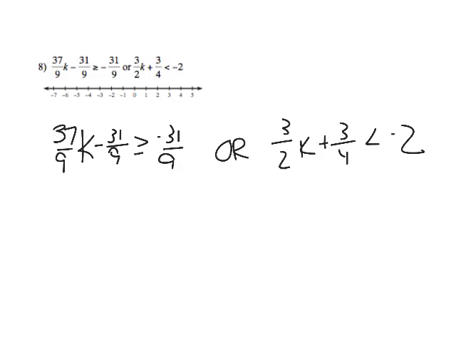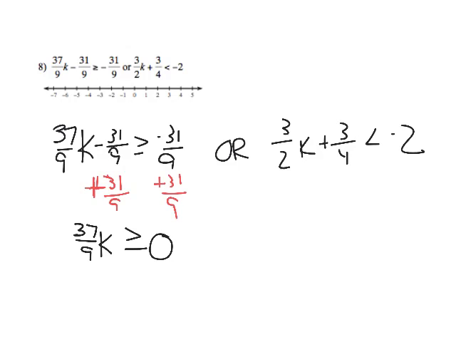All right, depending on how you feel, how comfortable you are, you can, if you would like, just add, oopsies, there we go, add 31 over 9 to both sides. All right, that is an option. And then that means you have 37 over 9 times k greater than or equal to, and you've got negative 31 over 9 plus 31 over 9. That's actually just a 0. And if you don't believe me, you can check it in your calculator.